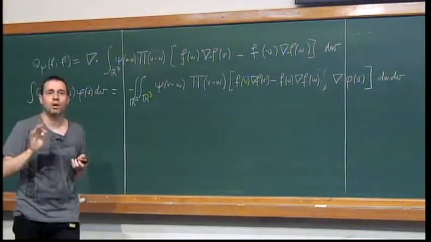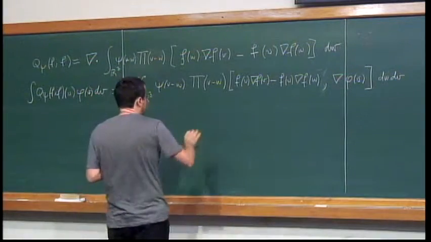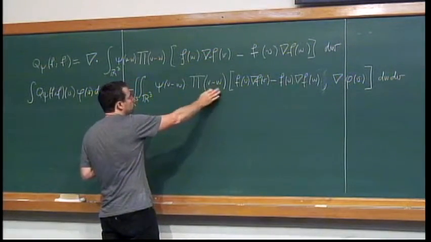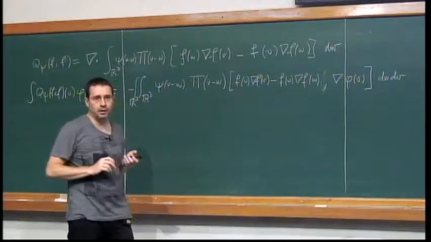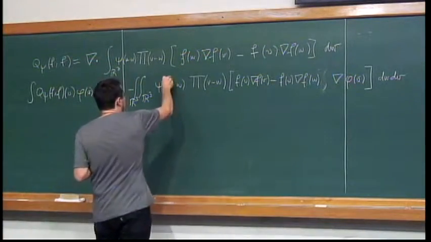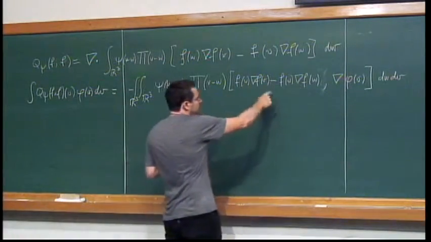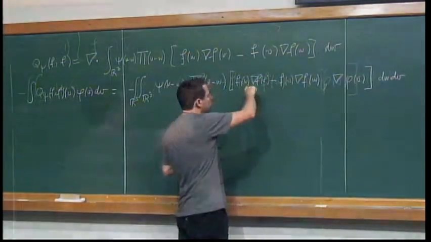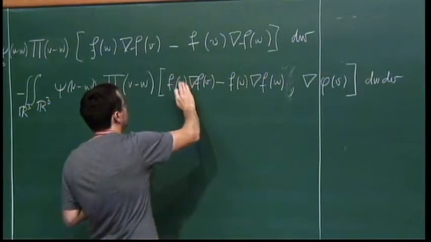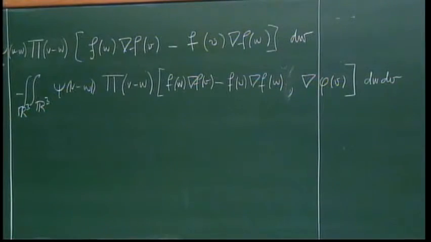Okay, I just made one integration by parts. And now you observe that this part is symmetric if you change V into W and W into V, because this, in fact, depends only on the modulus. And this part here is antisymmetric. Okay, if you change V, this is W. If you change V into W and W into V, this is antisymmetric.